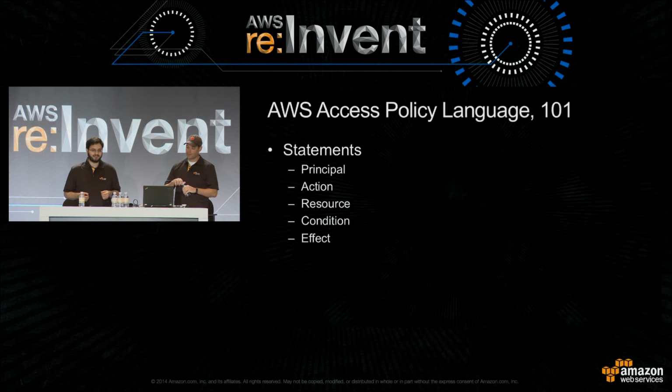Each statement actually is made up of 5 components. There's the principal, which is either the user that the policy is attached to, or in the case of a resource policy, like an S3 bucket policy, will be explicitly present in the policy.